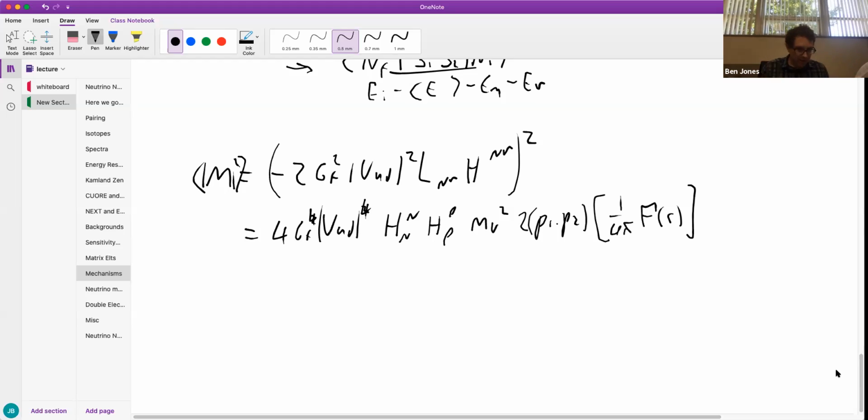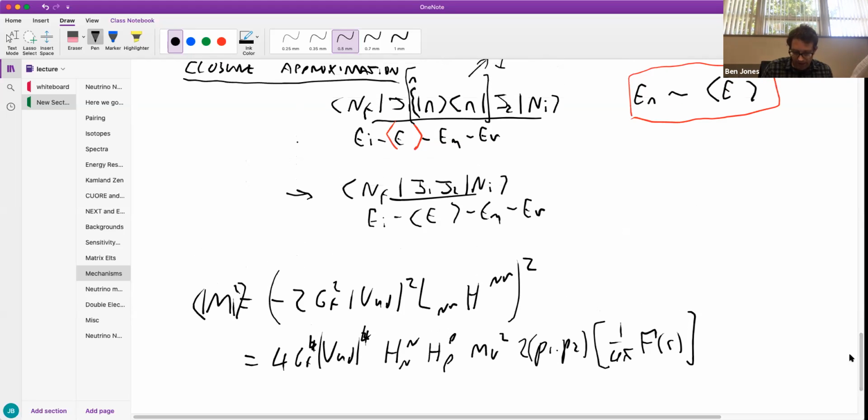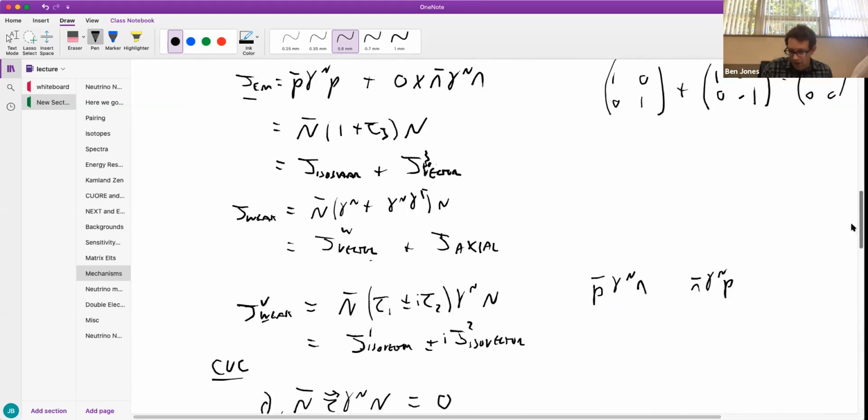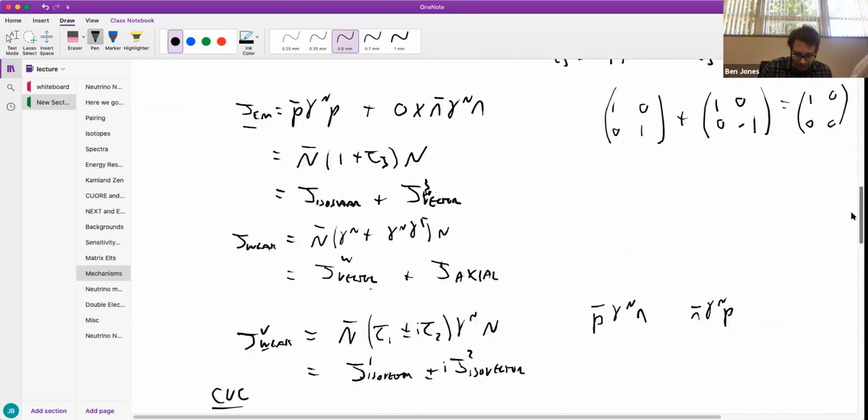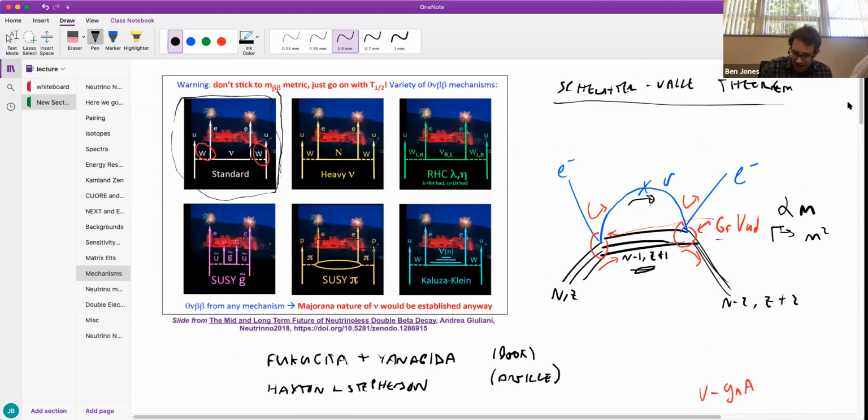Now, the final thing I'm going to mention, and I'm just going to run 5 minutes over, is that the one thing we've neglected to mention here is that this m nu is not strictly a well-defined thing, because we know that there are actually 3 kinds of neutrino, right? There's nu1, nu2, and nu3, and they all have different masses.